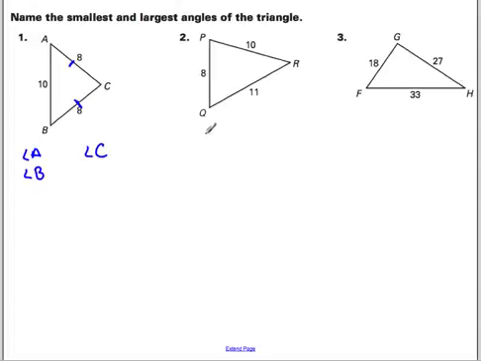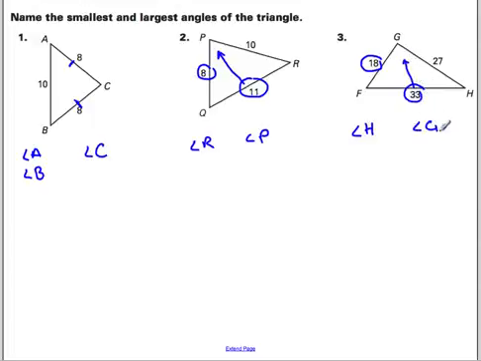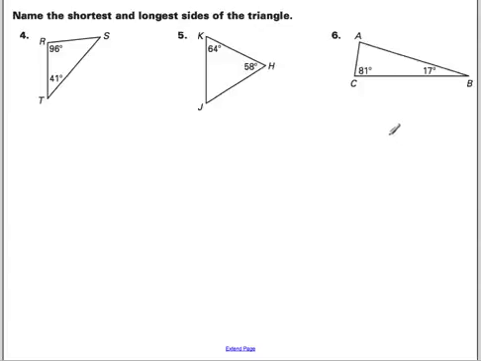In number 2, this is the shortest side, so the angle across from it is going to be the shortest, the smallest angle. 11 is the longest, so that means angle P is going to be the longest, or the largest angle. We'll do the same thing here. The smallest one will be angle H, and the largest angle will be across from 33, so that would be angle G.